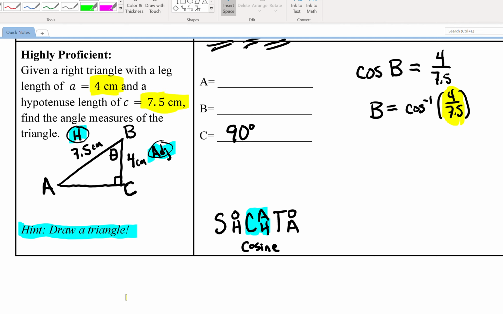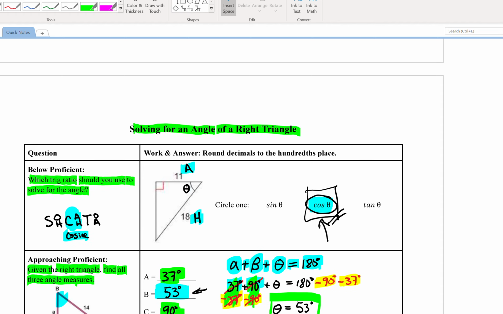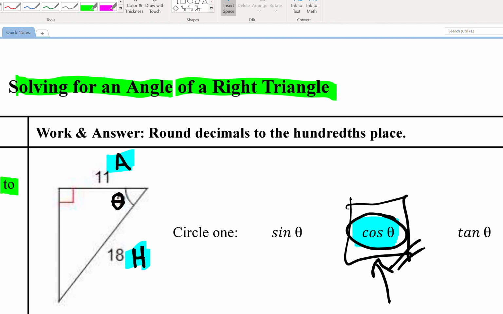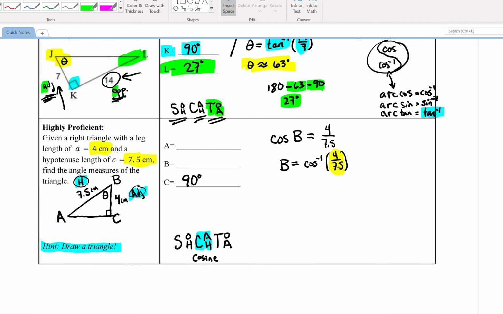And I don't see that it says. Check the top of the paper sometimes. Oh, hey, here it says round decimals to the hundredths place. So that's 2 decimal places. I'm going to go back down there and change that. I've done some of the other problems incorrectly.